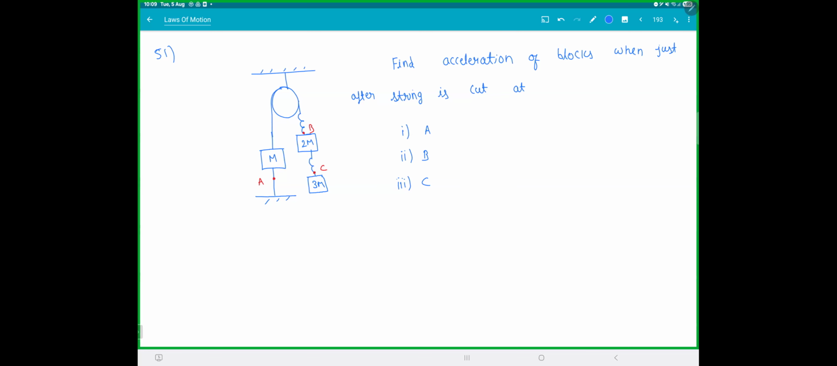How do we do this? Same story. Remember step 1, find the tension in the springs. Step 2, whichever spring you cut, that will become 0. If you cut a string, that tension will become 0. Then draw the individual FBDs of all 3 blocks. Net forces, mass times acceleration.